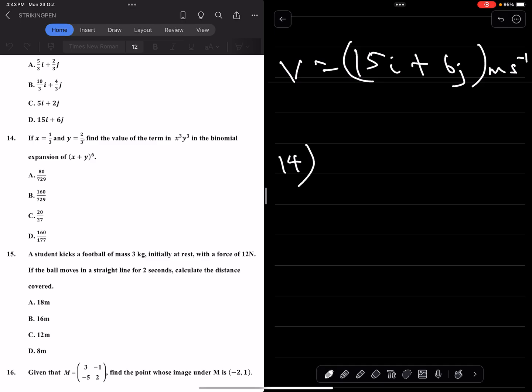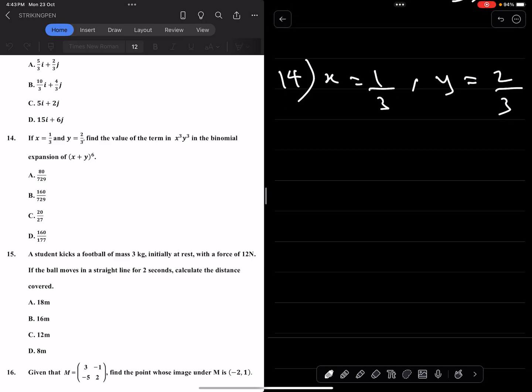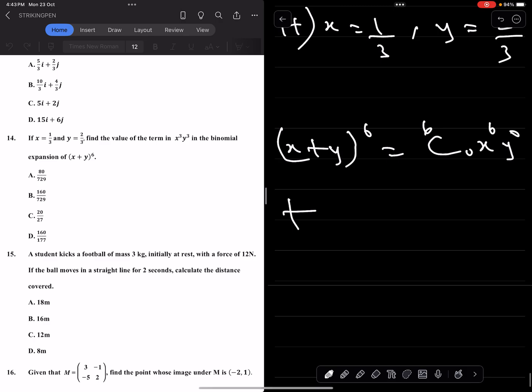What does that say? If x equals 1 over 3 and y equals 2 over 3, find the value of the term in x cubed y cubed in the binomial expansion of x plus y raised to power 6. Okay, what does that mean? Let's expand x plus y raised to power 6. That's going to be equal to 6c0 x raised to power 6 y raised to power 0. That's the first term, plus the second term is 6c1 x raised to power 5 y raised to power 1.